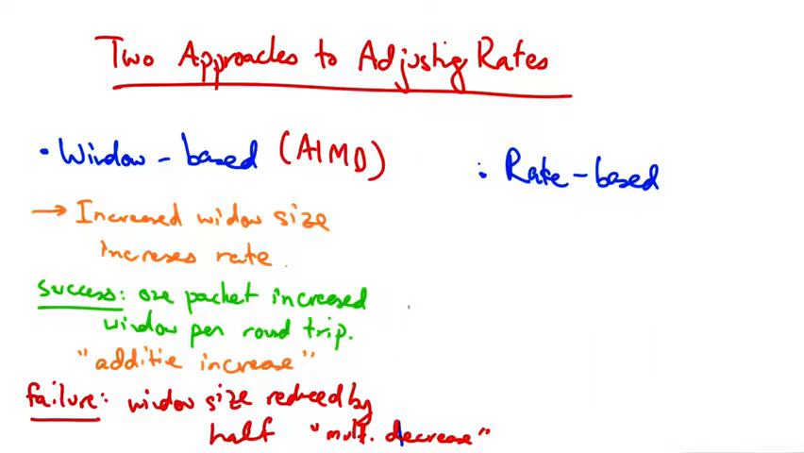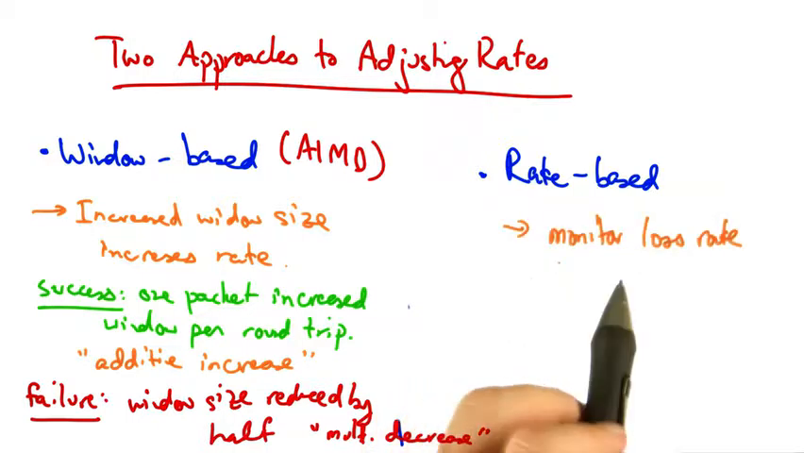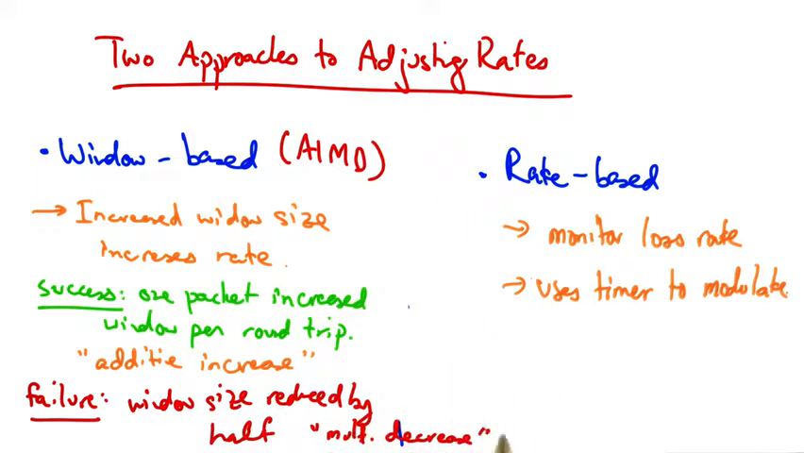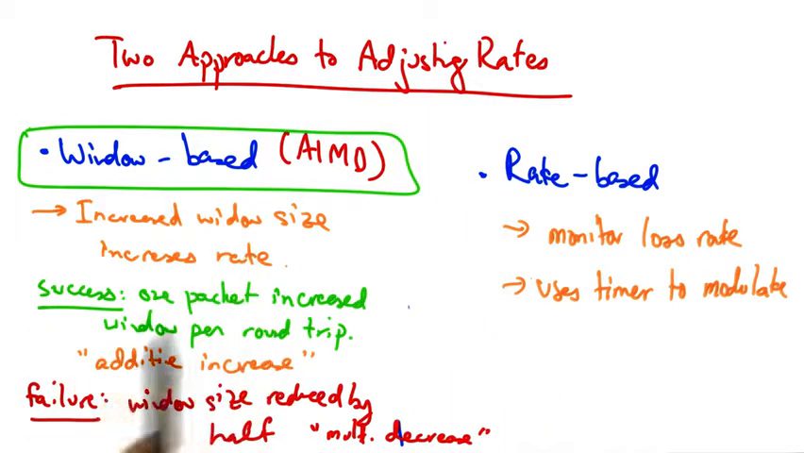The other approach to adjusting rates is an explicit rate-based congestion control algorithm. In this case, the sender monitors the loss rate and uses a timer to modulate the transmission rate. Window-based congestion control, or AIMD, is the common way of performing congestion control in today's computer networks.